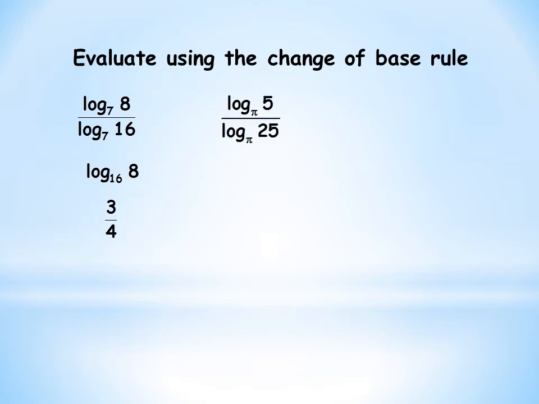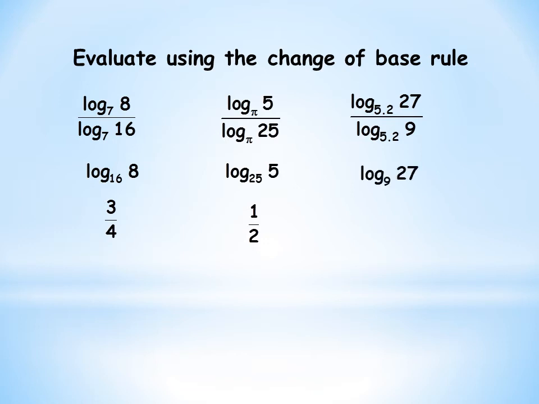Again, the base doesn't really matter. I could have the base be anything because I could rewrite this as the log base 25 of 5. Again, the base has to go on the bottom. And why this helps me is I can evaluate this to 1/2. Put this on pause and see if you can evaluate this one on your own. All right, so you can rewrite it as the log base 9 of 27, which can be evaluated to 3/2. So this is one way that we can use the change of base rule to help us evaluate logs.